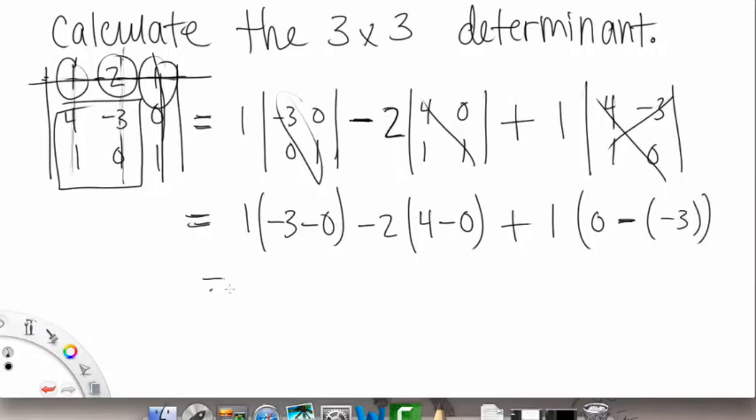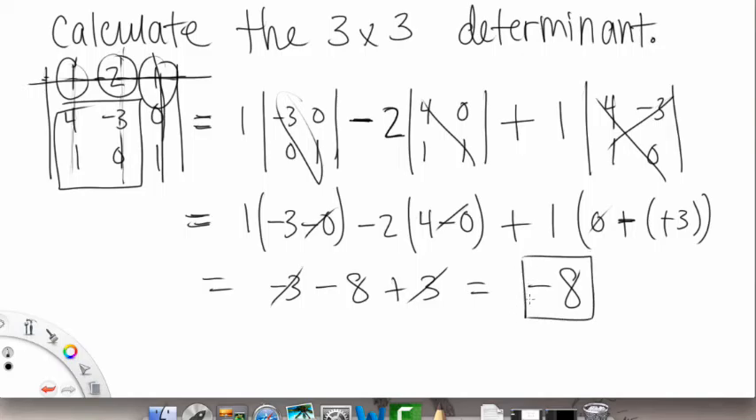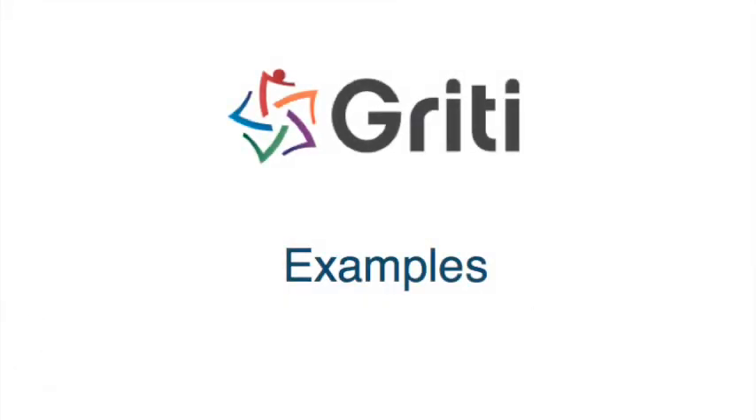Okay? So if we continue simplifying, we don't have a 0 here. Okay, so we have negative 3, and then minus 2 times 4, so that'd be minus an 8. And then we have plus a 3. So plus a 3, so these ones cancel out. And our final answer is going to be negative 8.